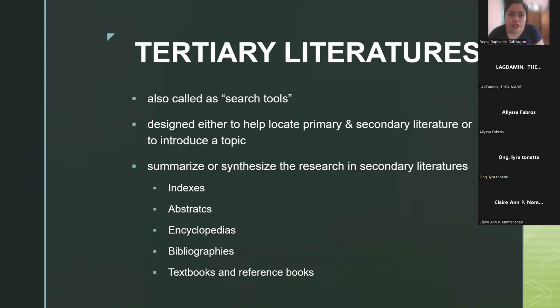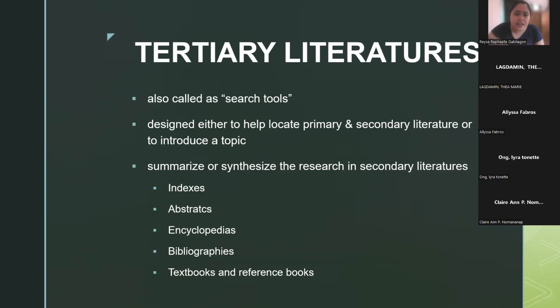Yung tertiary literature, most of the time, we call this as search tools. Kasi the goal of the tertiary literature is to help us easily find and locate primary and secondary literatures over our research topic. So, bale parang nagsasummarize lang sila or nagsisynthesize sa galing lang din sa secondary literature. So parang ikatatlong publication na ito kasi 'di ba the secondary literature is a subsequent publication of the original work. Tapos meron na namang isa dito na nagsulat din siya ng kanya pero yung reference niya is yung secondary literature na. So magiging tertiary na ito.